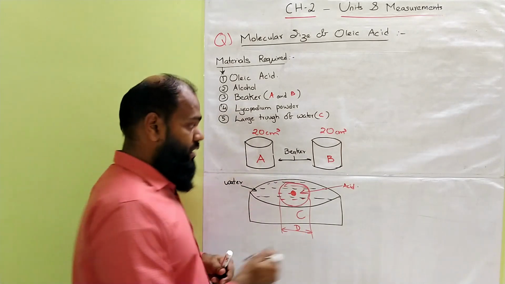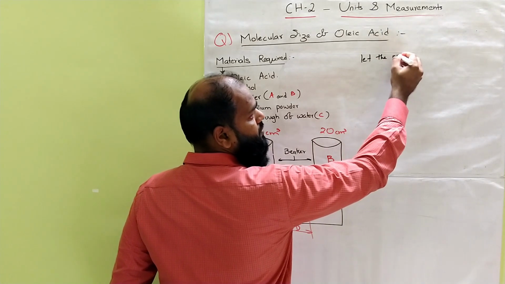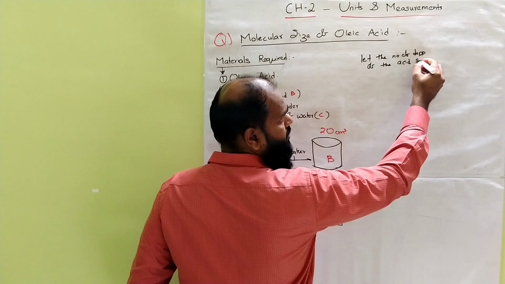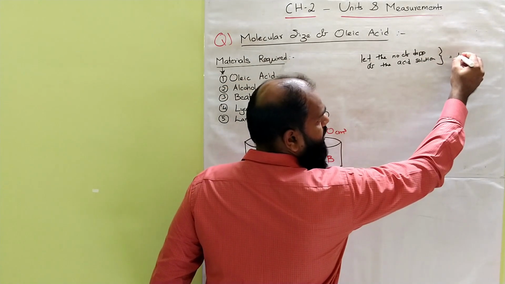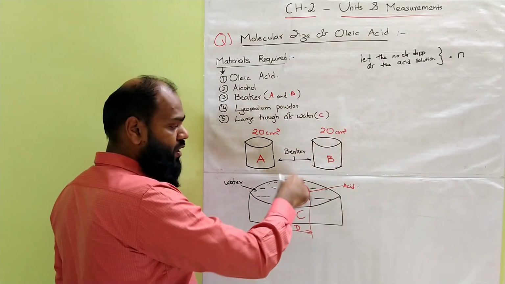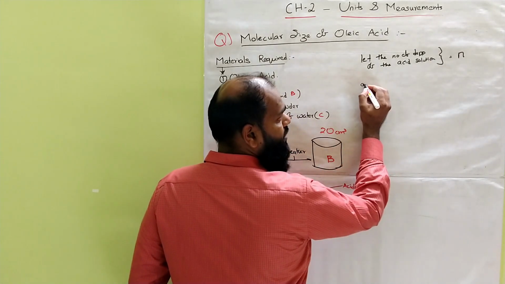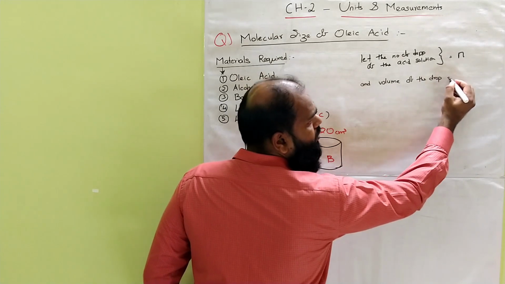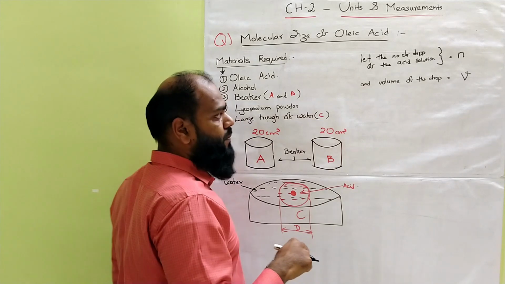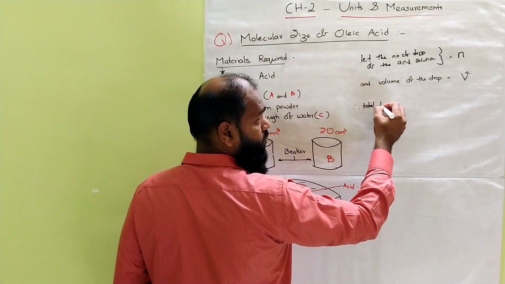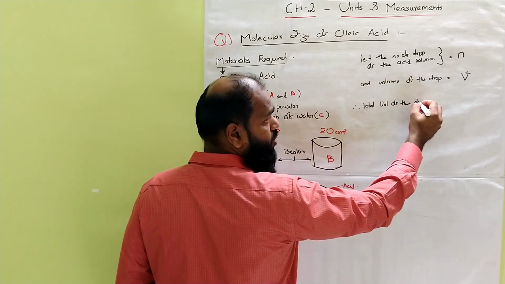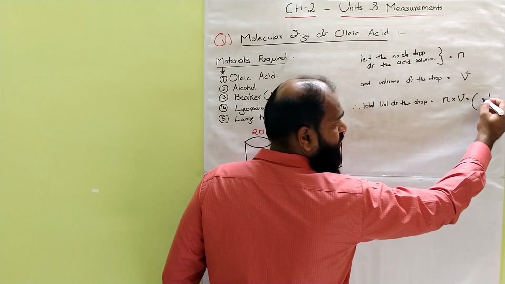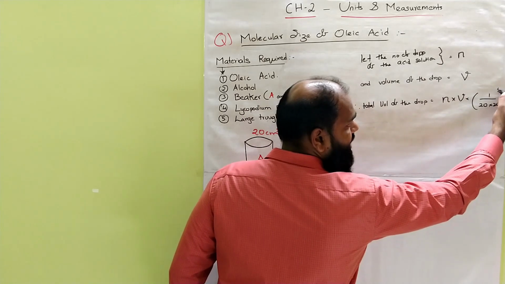Now let us find the thickness using a calculation. Let the number of drops of the acid solution, the solution which we have dropped from B on the surface of the water, equal N. And the volume of the drop equals capital V. Therefore, the total volume of the drops equals N into V into 1 divided by 20 into 1 divided by 20 centimeter cube.